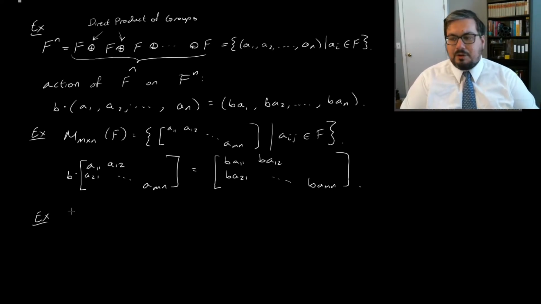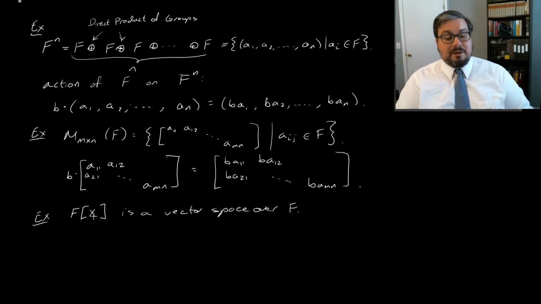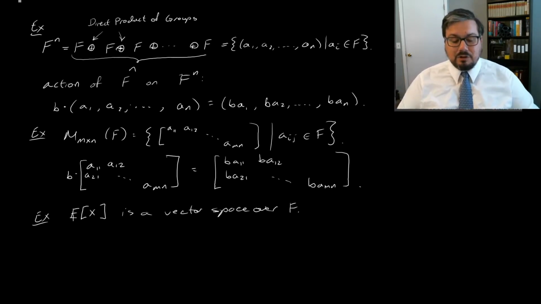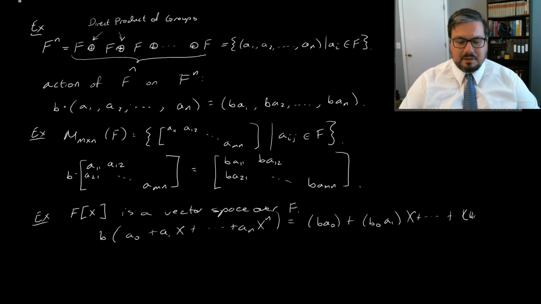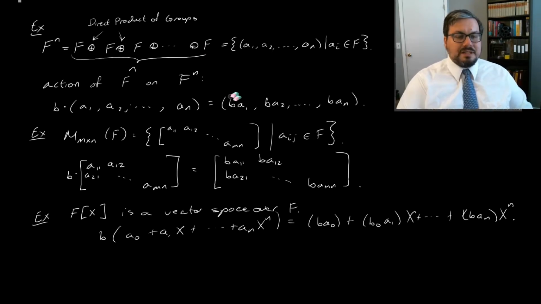The easiest example would be the set of polynomials over a field F. This is a vector space over F. Now, in this case, we have that F adjoin X is a ring, but in particular that means that it's an abelian group. And if I take any element b of the field and multiply it by any element of the polynomials, we get the polynomial where we multiply each one of the coefficients by the element b.